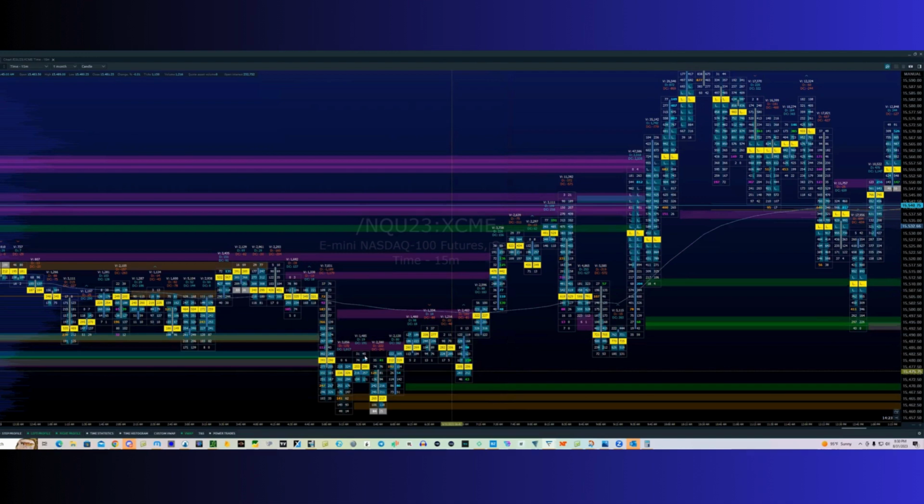Now you do have finished auctions, right? And finished auctions are where you can see zeros here on the bid or zeros down here on the offer. So like this gray area is an unfinished auction, right? Let me look for another one.